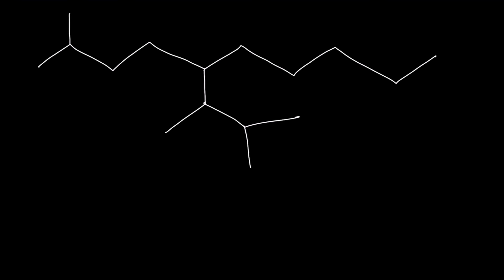In this video, we're going to talk about a tricky situation when naming an alkane. So in this branch, if you start counting from left to right, you can see that we have 10 carbons in the main chain. Because you have 10 carbons in the main chain, you know the name of the parent chain is going to be decane. So that's what we know so far.